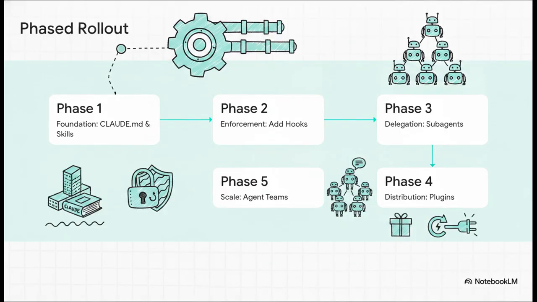So how do you actually implement this without overwhelming your entire engineering department? You use this specific 5-phase rollout plan. Seriously, don't try to do this all on day 1. Phase 1 is just about establishing simple foundation skills and a clean Claude.md. Once that's stable, move to Phase 2, locking things down with your enforcement hooks. Only in Phase 3 do you start delegating to those parallel subagents. By Phase 4, you bundle it all into a single command plugin for the whole team. And finally, Phase 5 is where you scale to multi-repo agent teams. Build it layer by layer.